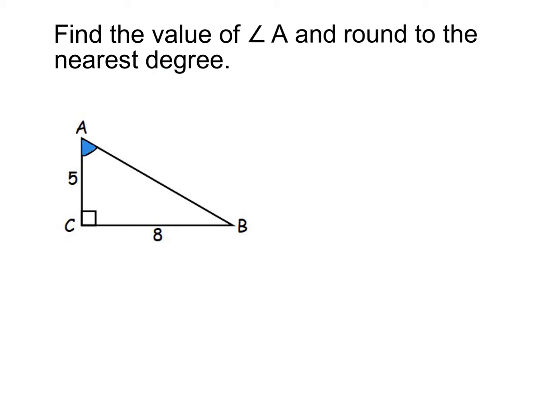We are trying to find angle A, so that will be our angle of reference as well. And let's label the sides. So the side across from it is the opposite, or O, and the side right next to angle A is the adjacent side, or just plain A. Now let's look at SOHCAHTOA.